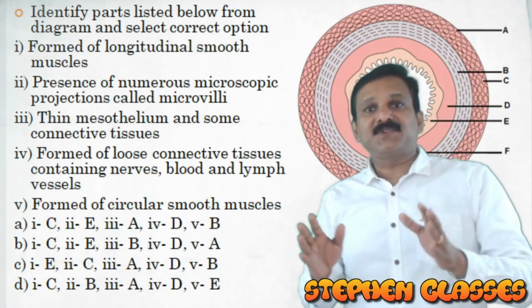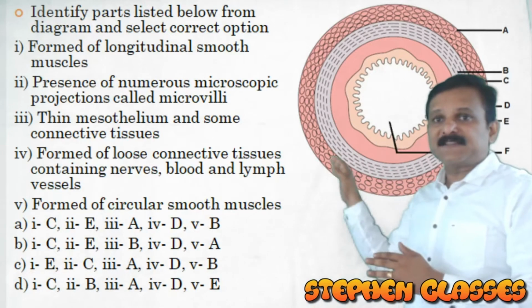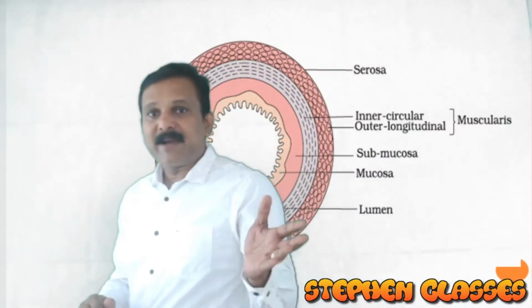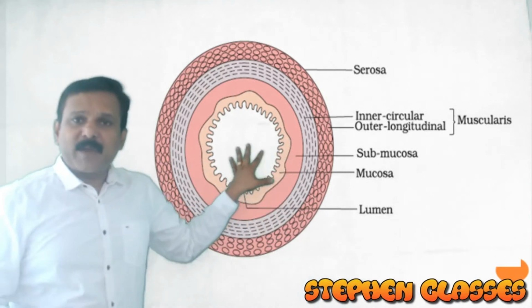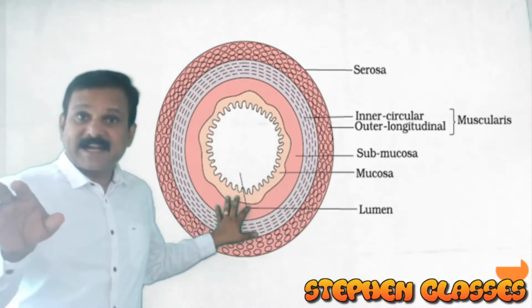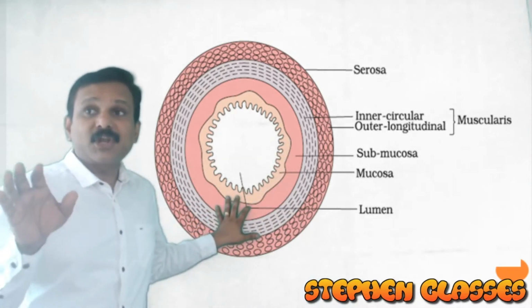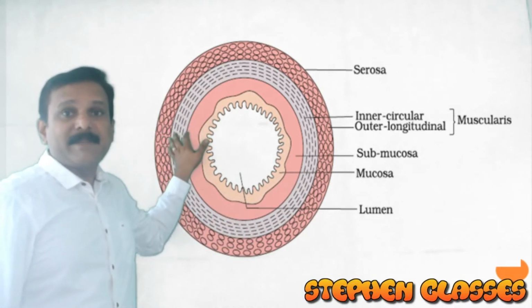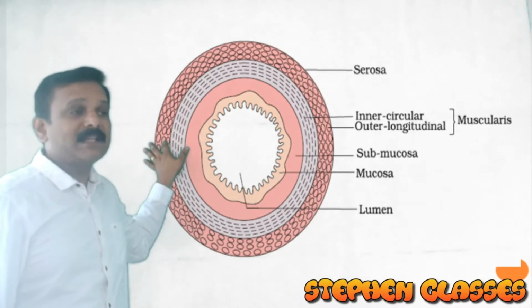Identify the parts listed below. So here you can see the cross section of the human alimentary canal. We have a diagram for you. This is a very important diagram given in your NCERT textbook, the cross section of the human alimentary canal. Here, the human alimentary canal basically has four layers. What are the four layers?